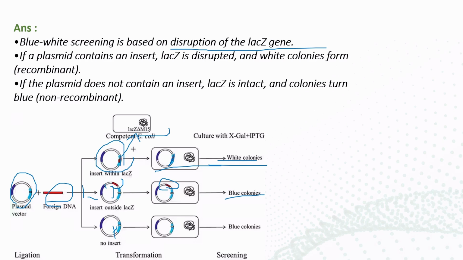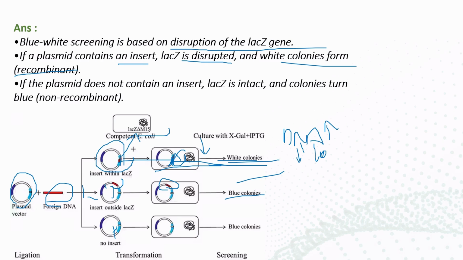If the plasmid contains an insert, lacZ is disrupted and white colonies are formed. That means if we insert into lacZ, the lacZ cannot show its action, so its color is inhibited and white colonies are seen. LacZ normally shows the blue color, but whenever it is suppressed by the DNA insert, white colonies are formed, and they are recombinant.